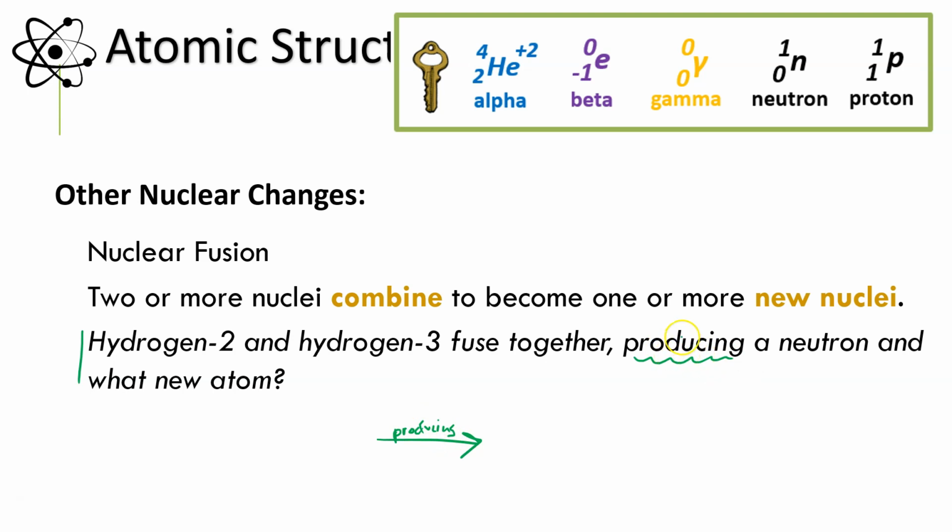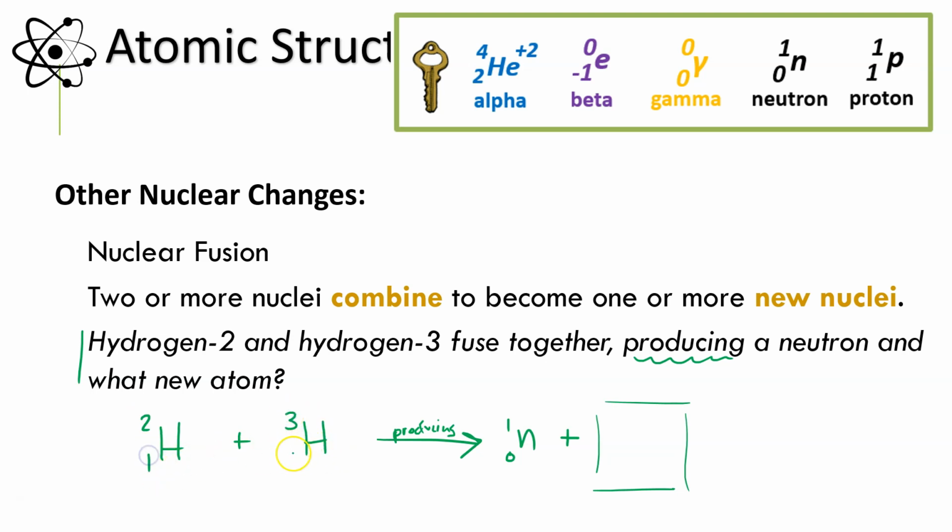Let's actually start with that. It says producing a neutron. So I'm going to start with that, producing a neutron, and there's my neutron symbol. It says a neutron and what new atom? So there's going to be some new mystery atom after the fact. Before the arrow, it says we've got hydrogen 2 and hydrogen 3 fusing together. So there's my H2, there's my H3.